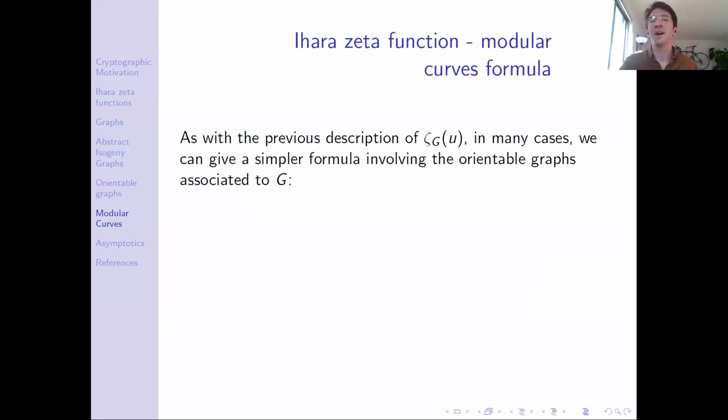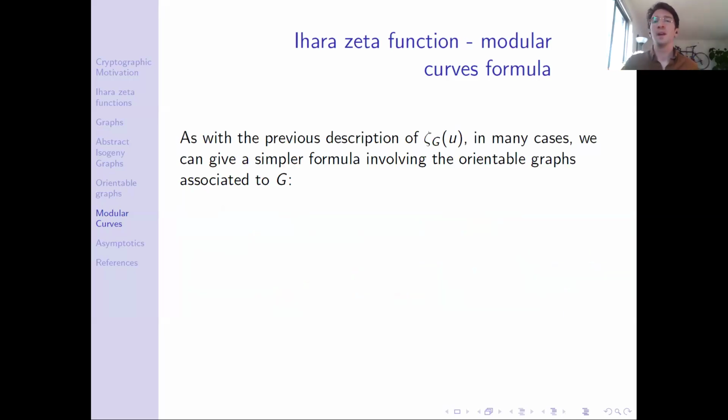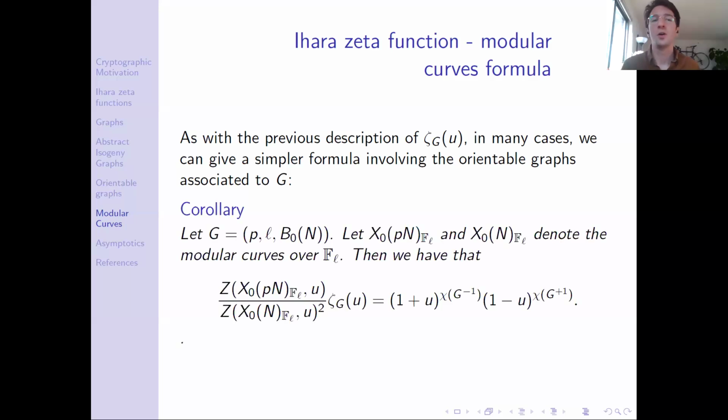And again, we don't really have to look at this whole messy formula at the bottom here in every case. In a lot of cases, we can give a simpler formula when we move to these orientable graphs. So a corollary of that, we look at the graphs with Borel level structure. And here X_0(Pn) is just the modular curve associated to B_0(Pn) and X_0(n) to B_0(n).